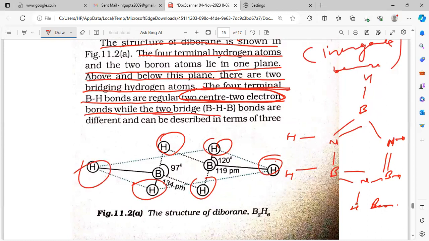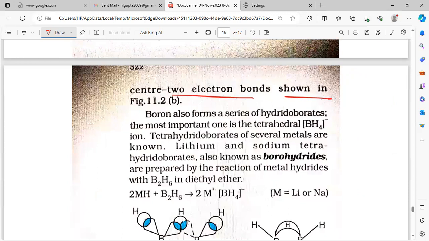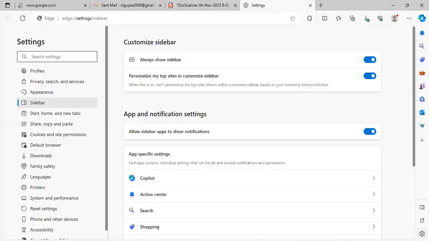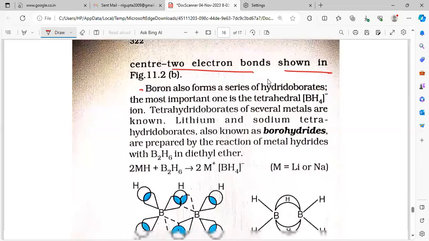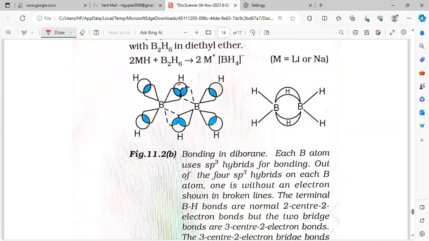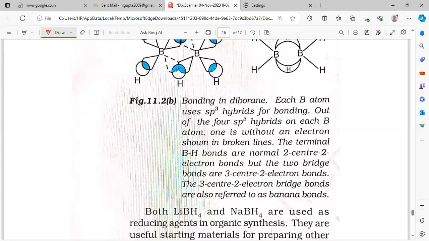While the two bridge B-H-B bonds are different. They can be described as 3 center, 2 electron bonds, boron, hydrogen, boron, shown in the paper. This bond is called banana bonding. You see here down, this is called a banana bond.